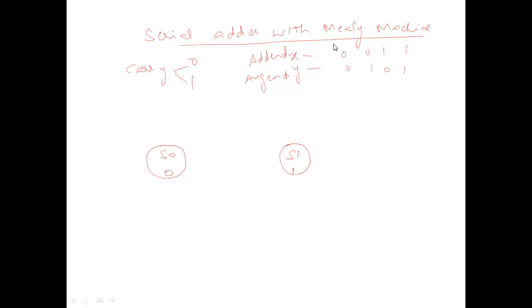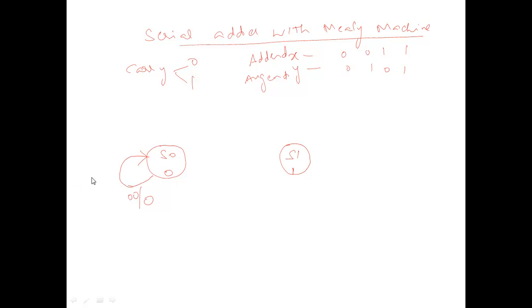Now what will happen if input is 0 and 0? That is the first combination coming into the picture. If input 0 and 0 is coming, then 0 plus 0 plus 0 gives sum 0. So output is 0, carry is also 0. So it will remain in the same state. So input is 0 and 0, sum is 0 and carry is 0, so it will remain in the same state.